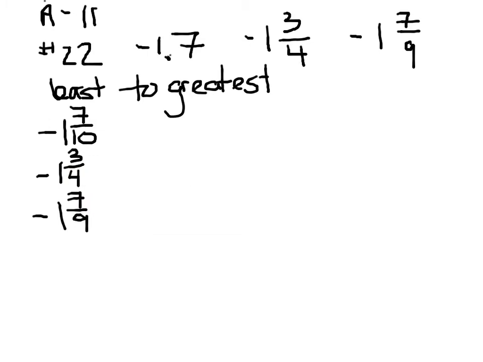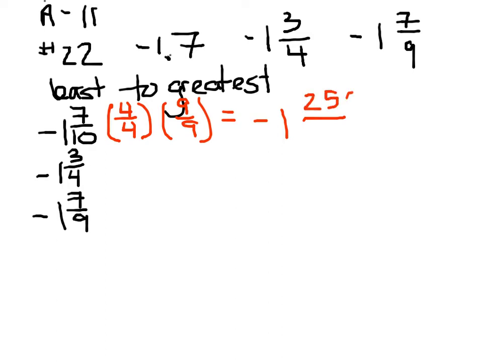So when I start with the first one here, I'm going to multiply this by 4/4, and then times 9/9. And that's going to give me my -1, and then in my numerator, when I multiply across, I have 7 times 4, which is 28, and 28 times 9, and that gives me 252. And then I have 10 times 4, which is 40, and then 40 times 9, which is 360. So there's the first one.